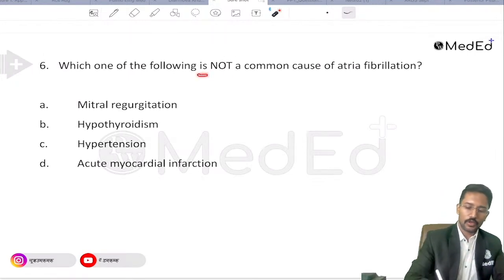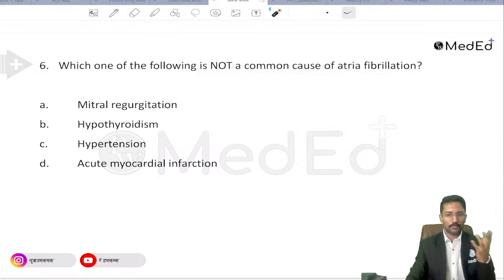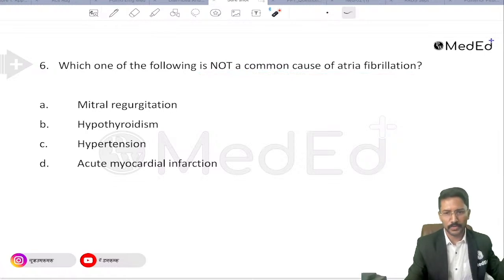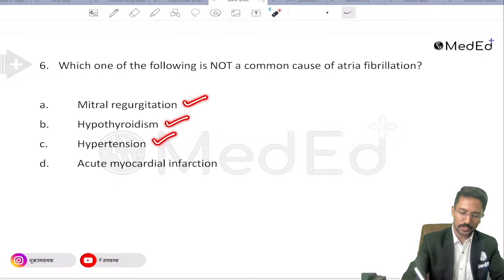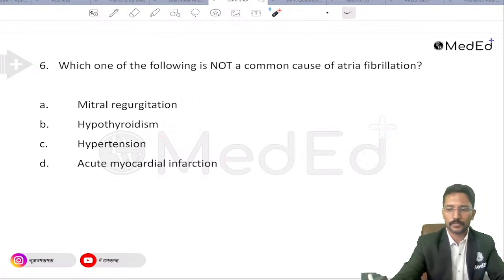Which of the following is not a common cause for atrial fibrillation? I think you would have got some idea about atrial fibrillation from the previous two questions that we discussed. Now tell me which of the following is not a common cause for atrial fibrillation. Options are mitral regurgitation, hypothyroidism, hypertension, and acute myocardial infarction. Yes, it is nitazoxanide. Anybody giving an answer? Okay, let us go one by one.